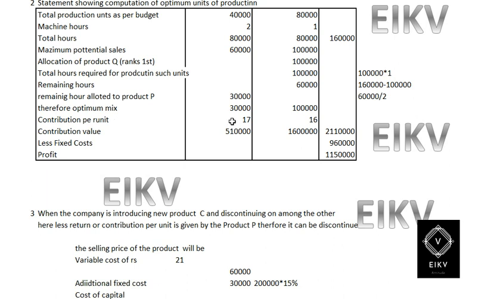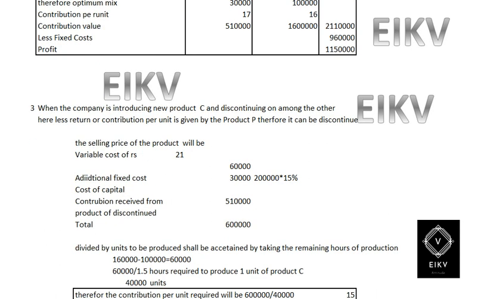The contribution per unit is 17 and 16, and when we multiply it with the optimum mix, we get total contribution: 5 lakh 10,000 and 16 lakhs, total 21 lakh 10,000. When we deduct the fixed cost, we get the total profit as 11 lakh 50,000.